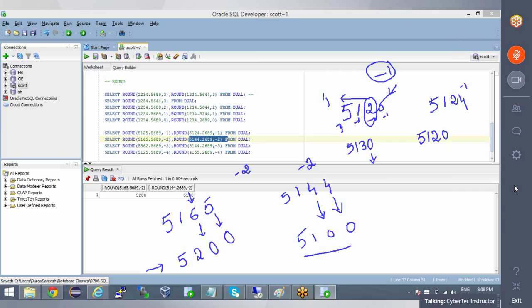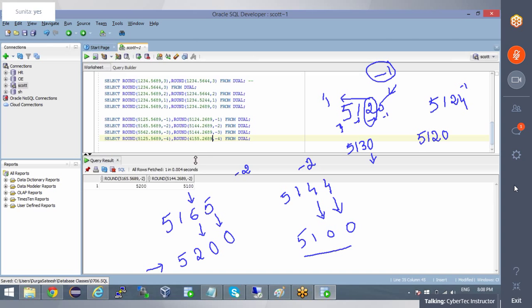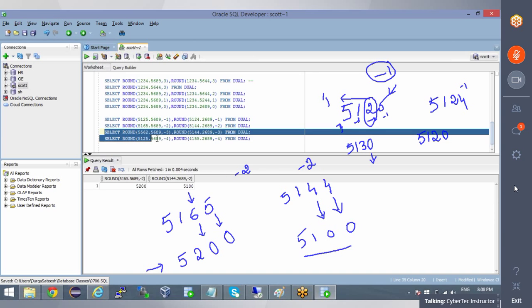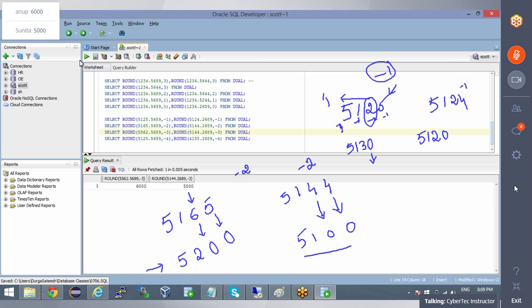Okay, clear? All right. Now you have to answer me this one. What would be the output of this particular round function? The first case is the first 3 digits would be 0 and the third digit is greater than or equal to 5. So it should be 6,000 and 5,000. What is the value of this? What would be the value of this?